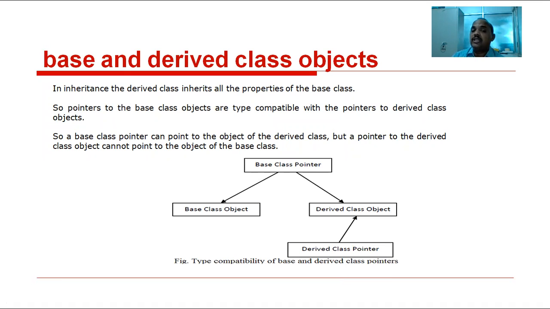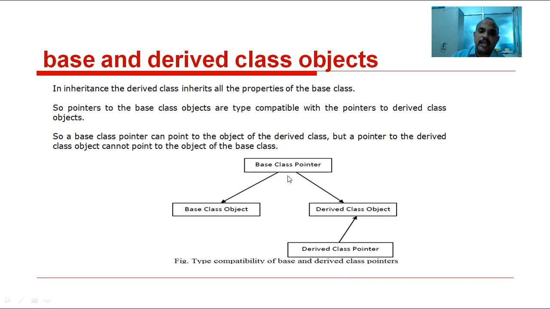Clear? A base class pointer can point to the object of the derived class. But a pointer to the derived class object cannot be pointed to the object of the base class. Remember this point, all of you. So a base class pointer can point to the object of the derived class. But a pointer to the derived class object cannot point to the object of the base class. Remember. Okay, all of you.